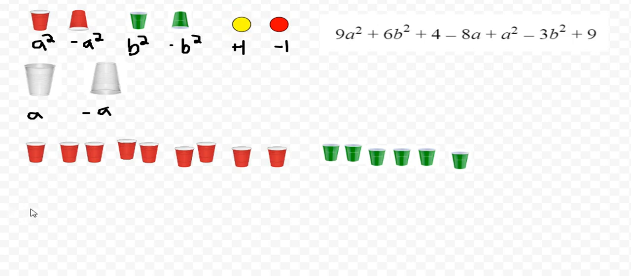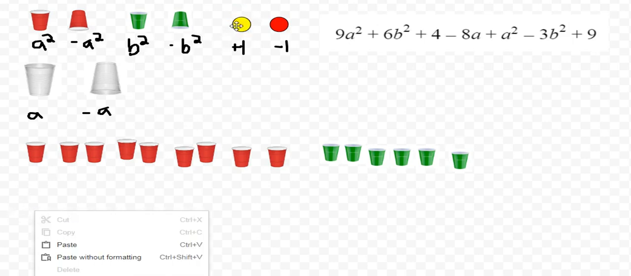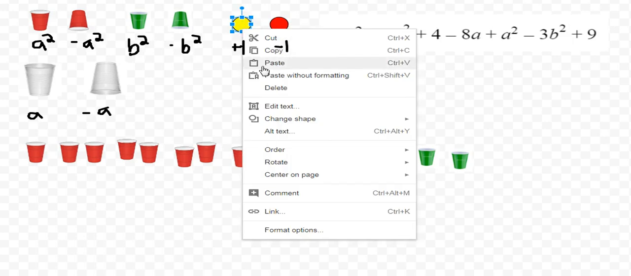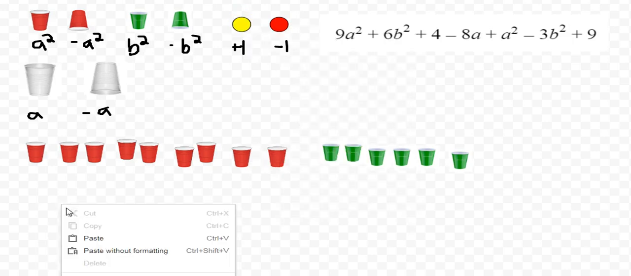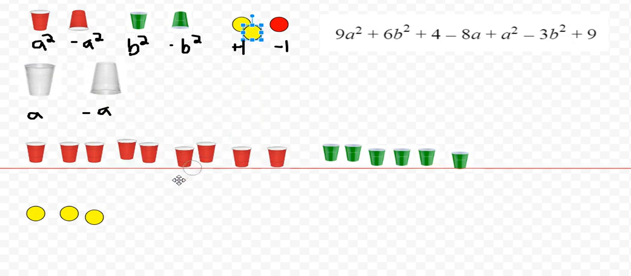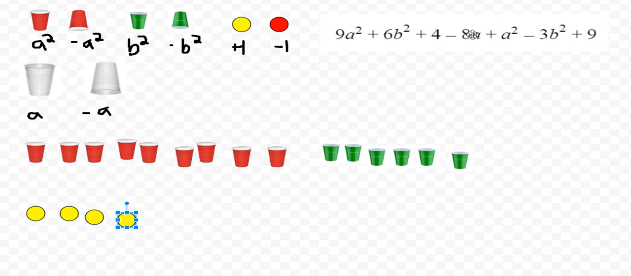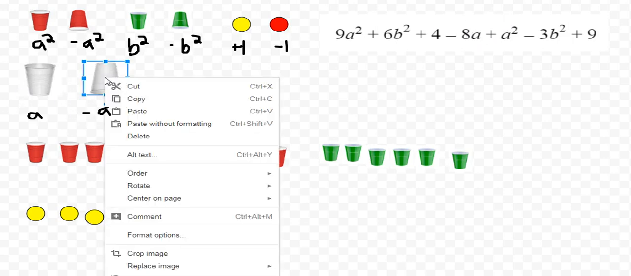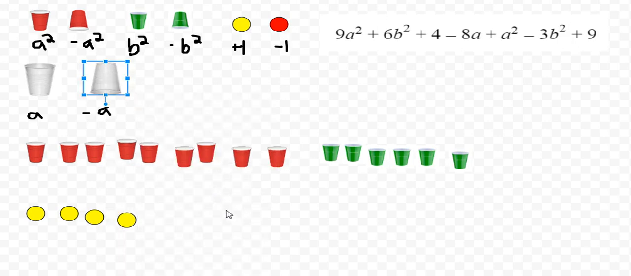I need 4 yellow chips. One, 2, 3, 4. Put those down here. 4 yellow chips. Minus 8a. Well, negative a is going to be this upside down white cup. So I need 8 of these.